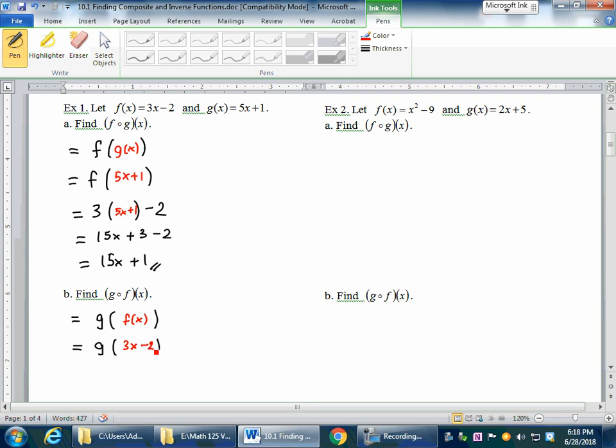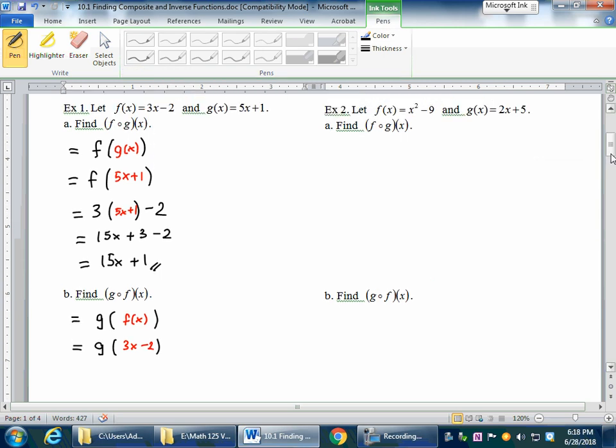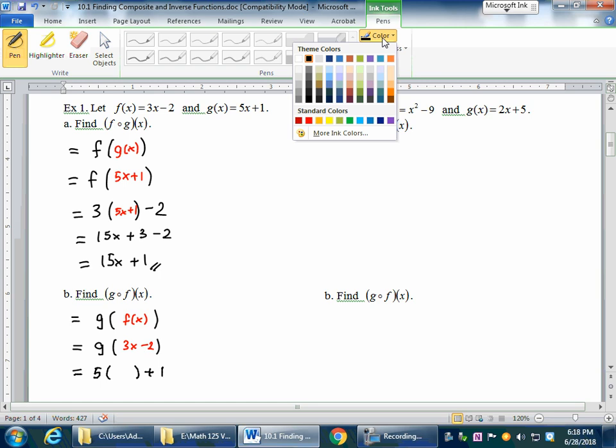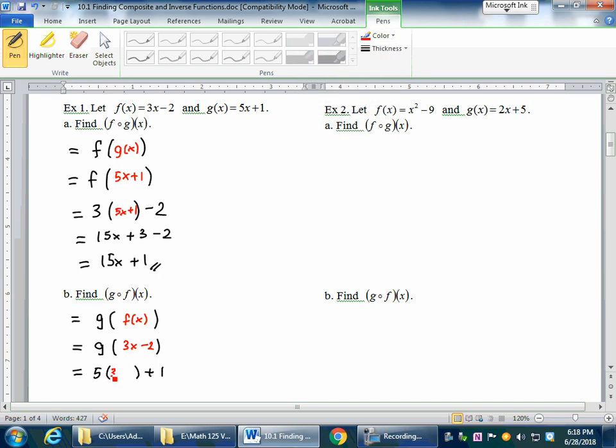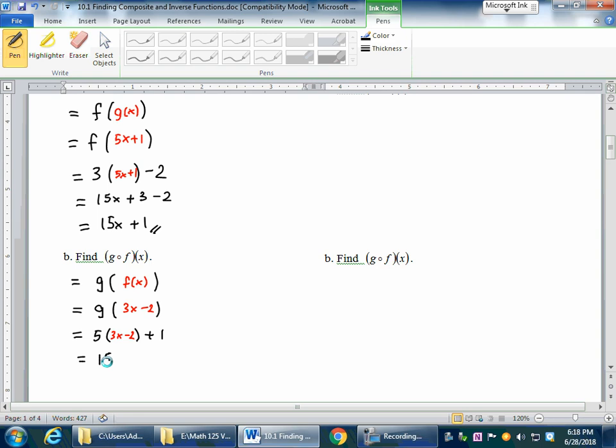Now we know that our input is a binomial expression for the g function. So evaluating the g function at this input, the g function formula is 5 times the input plus 1. So in this case, my input is 3x minus 2. So simplifying this, distributing 5, will become 15x minus 10 plus 1. And then combine like terms, that will be 15x minus 9. That will be the final answer.